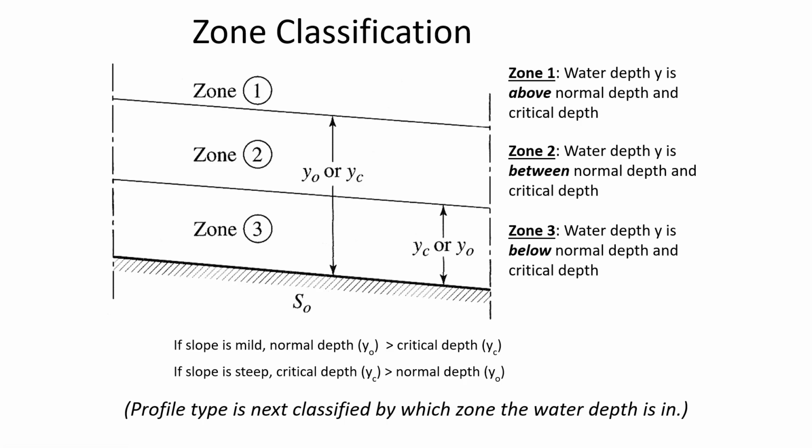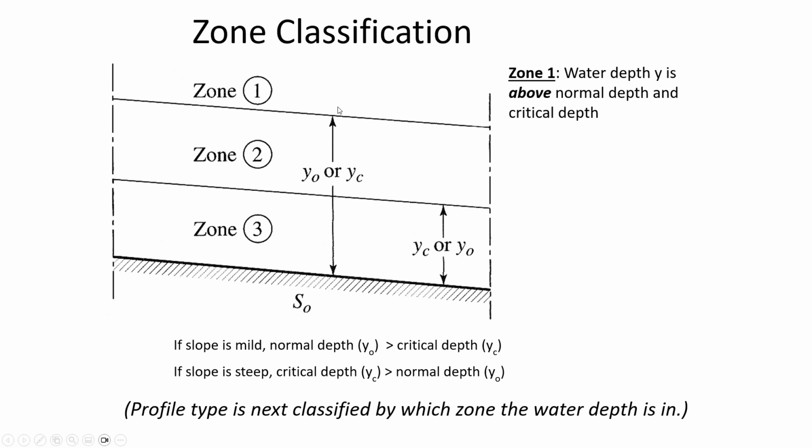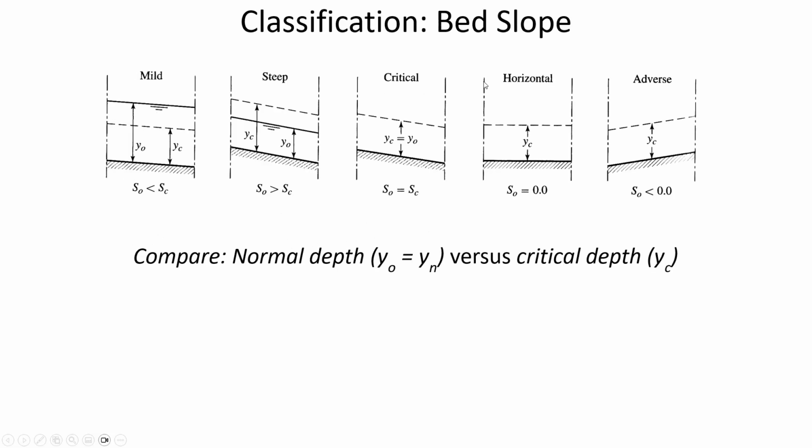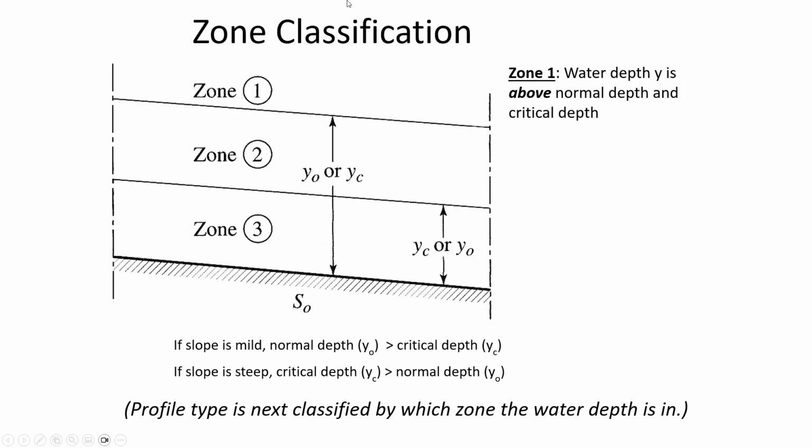Remember, for a mild slope, the normal depth is above critical. For a steep slope, critical depth is above normal depth. So an M1 means you've got a mild slope and the actual water depth that you're observing at that location is in zone 1, meaning that the observed, measured water depth is greater than either the normal or the critical. So I think you get a sense of these combinations: the letters M, S, C, A, H, and then these 3 zones, although there are a handful of combinations that don't exist, and we'll go over that.